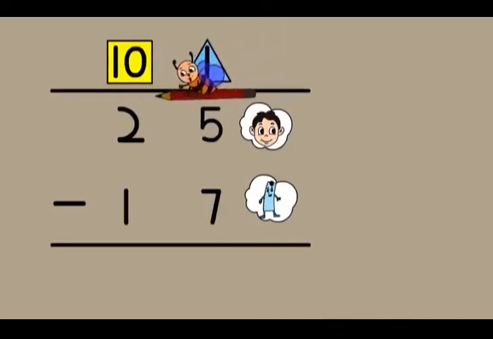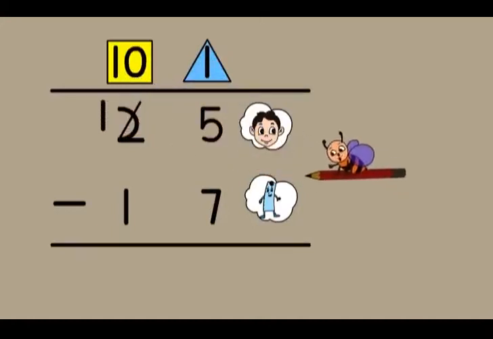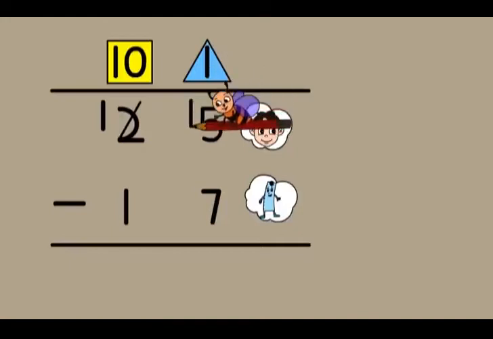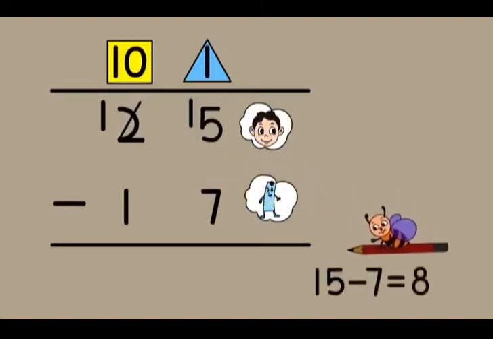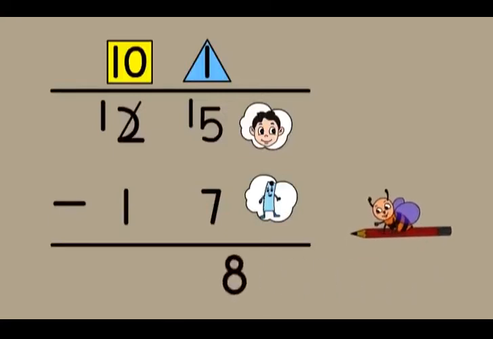Then I will cut 2 and write a 1 there. I will put a 1 here. So it is 15 minus 7. 15 minus 7 equals 8. I will write 8 here.